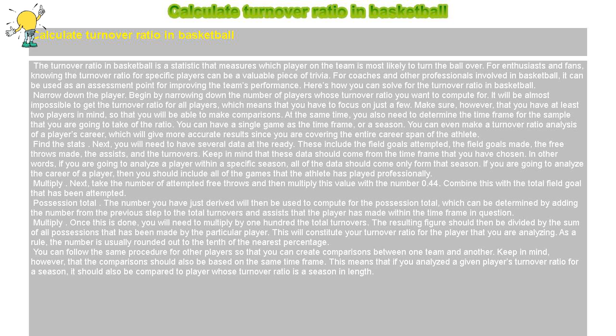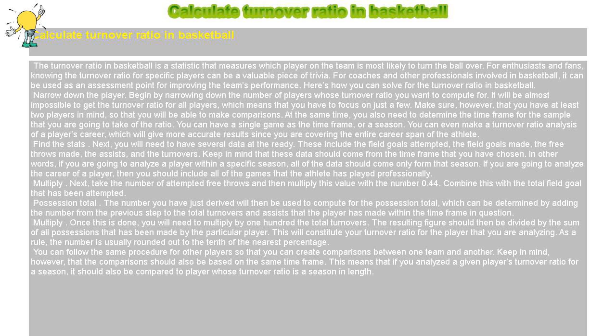If you are going to analyze the career of a player, then you should include all of the games that the athlete has played professionally. Multiply. Next, take the number of attempted free throws and then multiply this value with the number 0.44. Combine this with the total field goal that has been attempted.